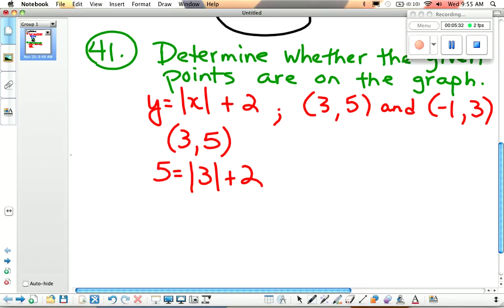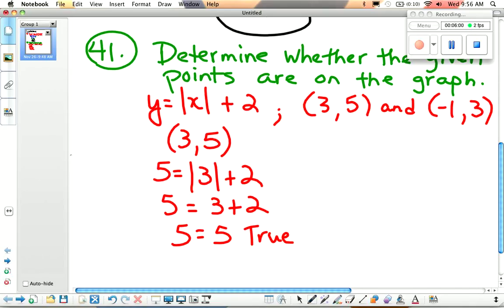What is the absolute value of 3? 3. So all we're doing is working down, we're simplifying. We're not solving, we're just checking to see if this ordered pair satisfies this function. 3 plus 2 is 5. So since this is true, right, 5 does equal 5, we could say, what about that point?